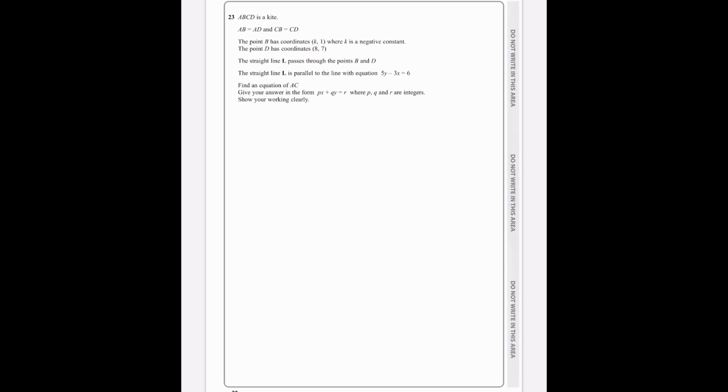Question 23 is the kite question. Apologies for my drawing on this one. I don't know how closely that resembles a kite. Not particularly good. Anyway, we'll label it A, B, C and D. B we know is the point K, 1, D is the point 8, 7.